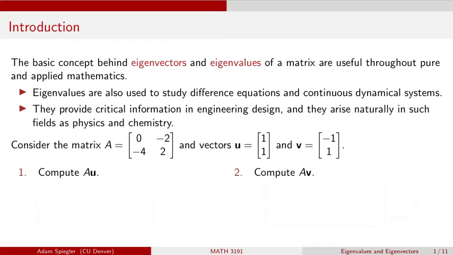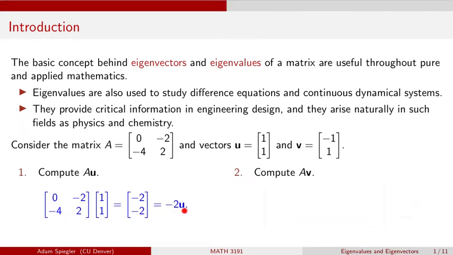And let's see what happens when we multiply vector U by matrix A, and what happens when we multiply vector V by matrix A. For A times U, what we get is a vector -2, -2. And notice that this is a scalar multiple of the vector that we started with. So this is equal to -2 times the vector U that we started with.